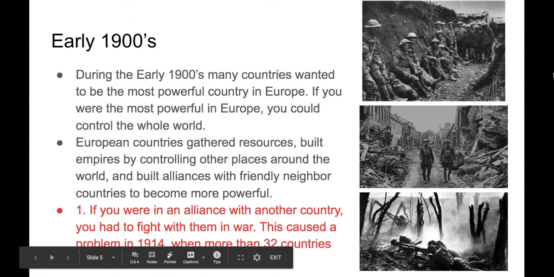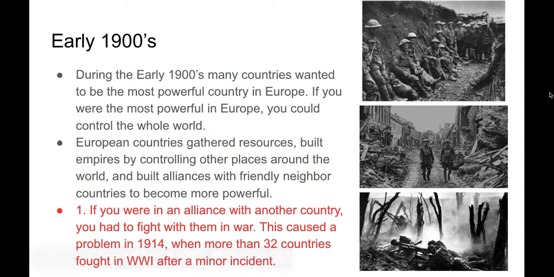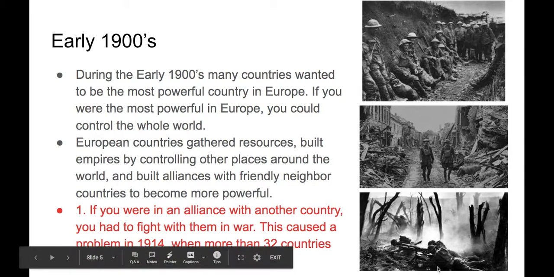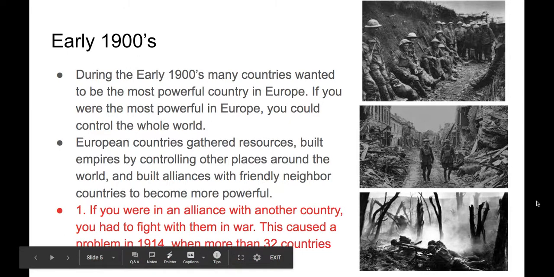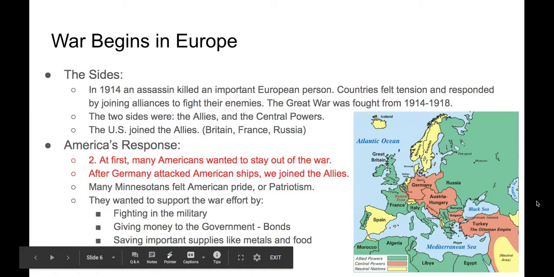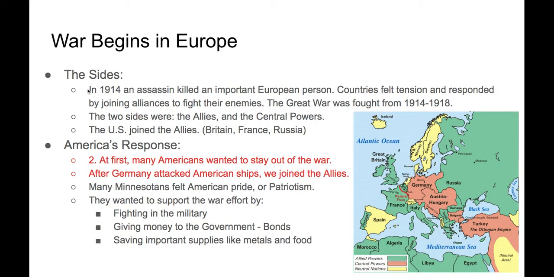Our top picture up here is some men fighting. This little hole in the ground that you see that they're in, that's something we call trenches that they did use to fight in World War I. We'll talk about that more later. Here are two soldiers walking through a town that's been destroyed, and then just more fighting. Okay, let's move on. So the war begins.